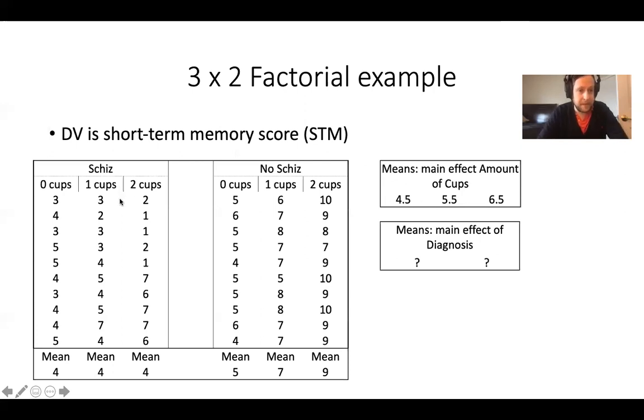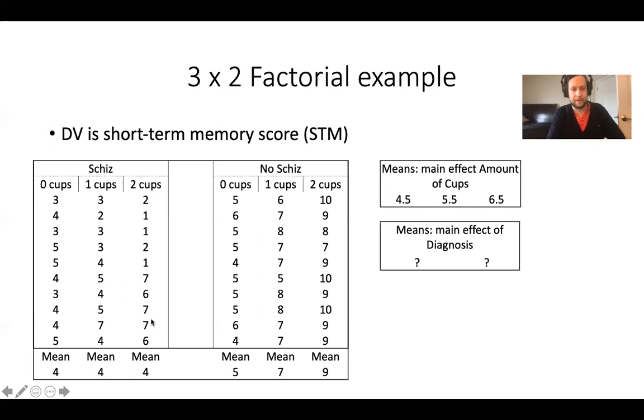Yes. So the question is, those means are just dealing with the amount of coffee, and the diagnosis doesn't matter. Very good way of putting it. That is true. We just care about people that drank 1 cup of coffee, and we don't care whether they have schizophrenia or not. We don't care about the diagnosis at all. We just care how much coffee. And that's what this number is. 5.5 is the average short-term memory score of people that drink 1 cup of coffee, and you don't care about their diagnosis at all. Finally, 6.5 is just the 2 cups of coffee condition.